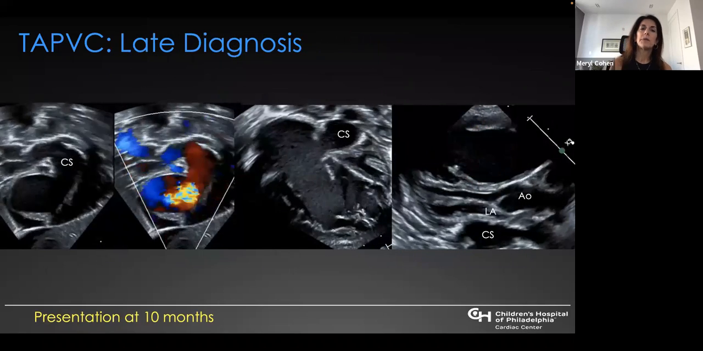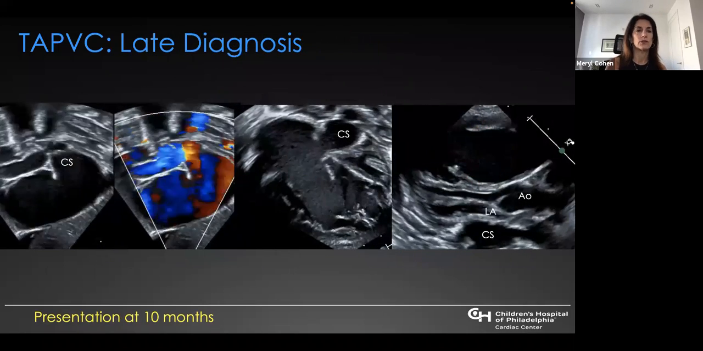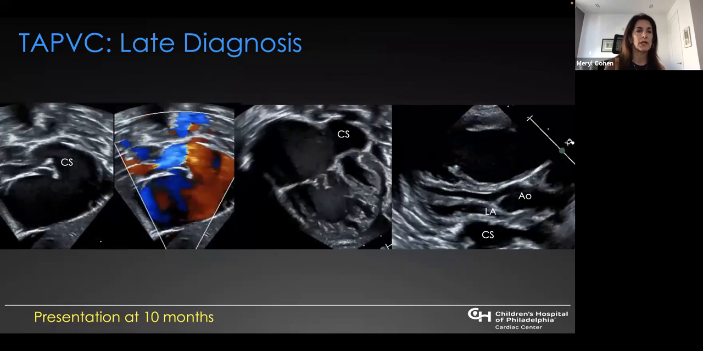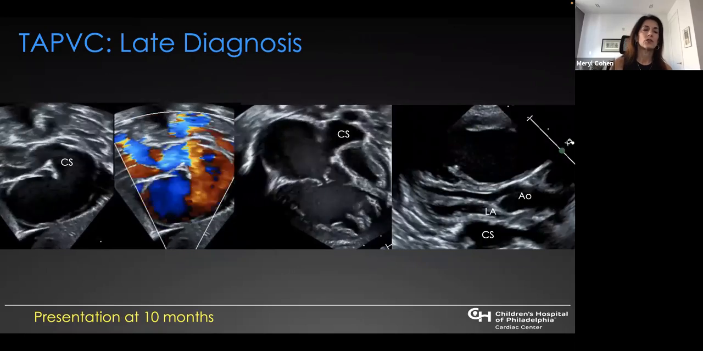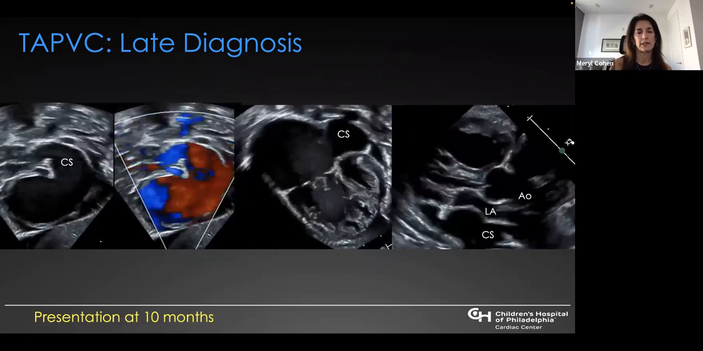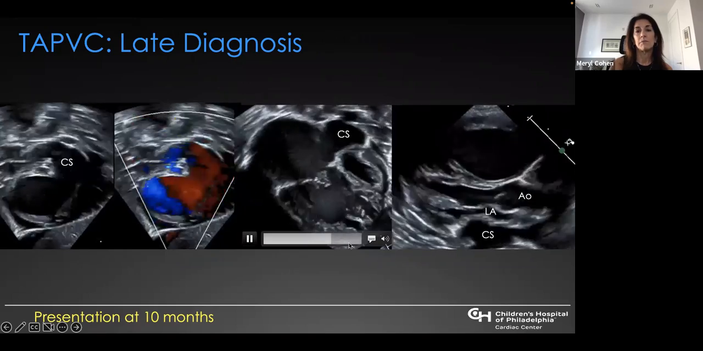And then occasionally patients will present late to you with total anomalous pulmonary venous connection. And so here is a patient who presented to us at 10 months of age. You can see that the coronary sinus is hugely dilated in this patient. The RV is massively dilated.